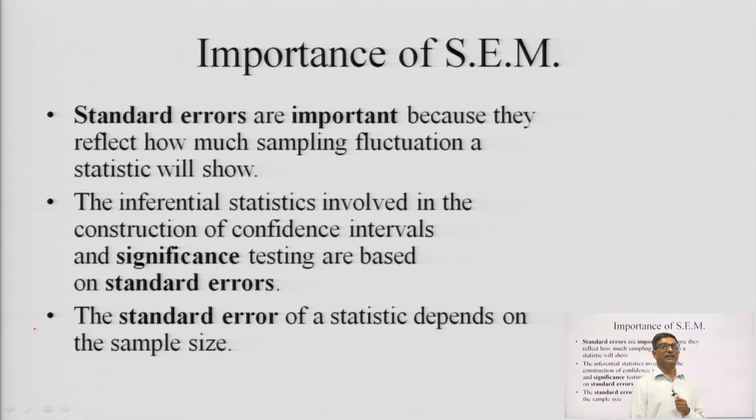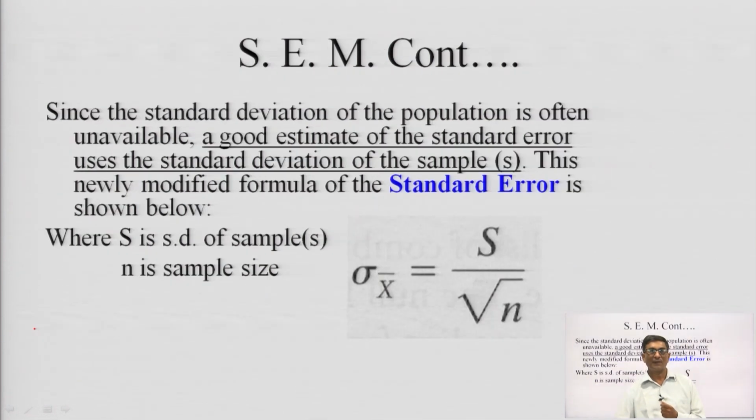The third importance is that the standard error of a statistic depends upon the sample size. As you saw in the previous slide, standard error depends upon the sample size, and you see here the standard error of mean is inversely proportional to the square root of the sample size. It means, if the sample size increases, standard error decreases.